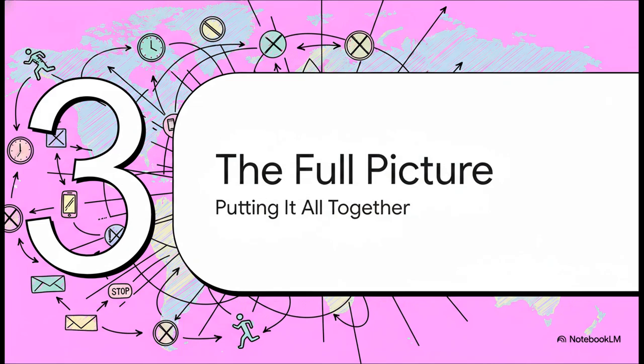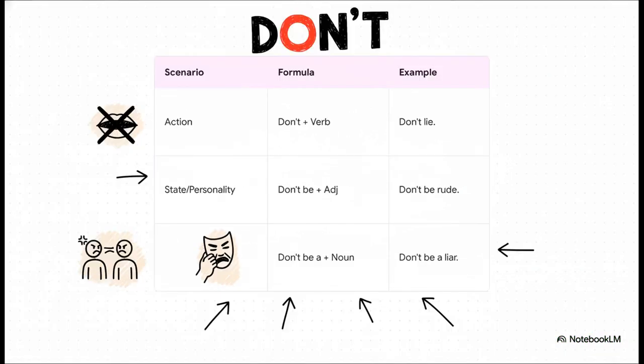Okay, let's zoom out and put this all together. Think of this next part as your complete map for using "don't" correctly in pretty much any situation. This table really lays it all out. First row, if you have an action, like lying, it's simple, don't lie. Second row, if you've got a state or a personality trait, like being rude, you need that be bridge, don't be rude. And for the third row, when you're using a label or an identity, like a liar, you need both the be bridge and the article "a," don't be a liar. See how each one builds on the last?